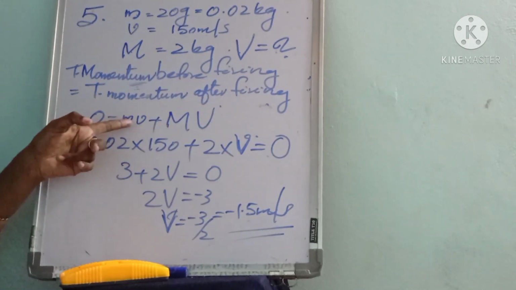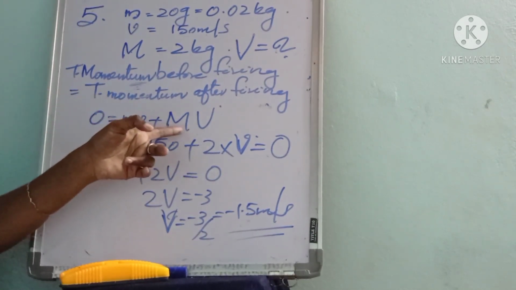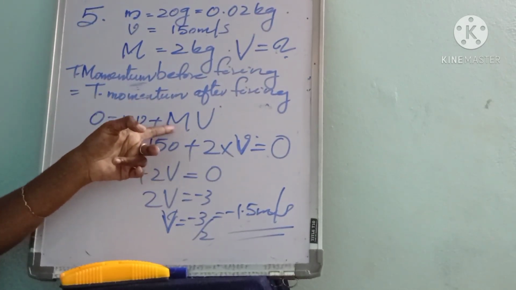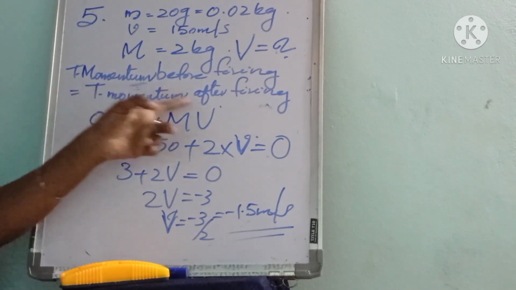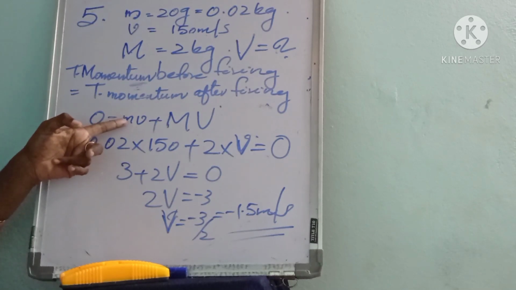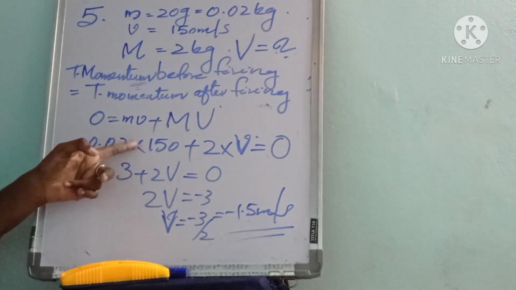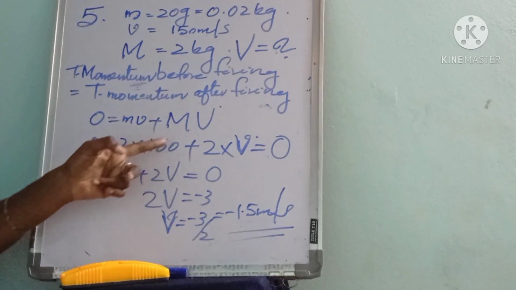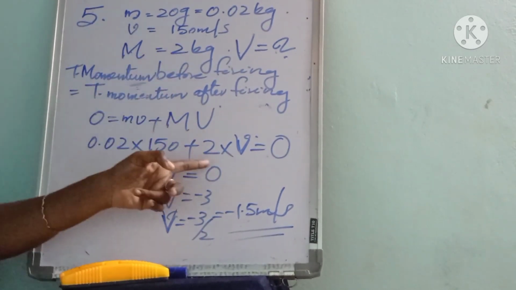This is the momentum of the bullet after firing, small m into small v. Then the momentum of the pistol after firing is capital M into capital V. So the total momentum is mv plus MV. Then we can substitute. For small m it is 0.02, into small v, which is 150, plus capital M, which is 2 kg.